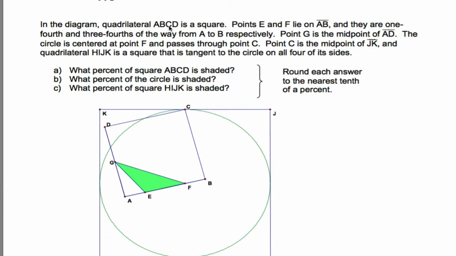So in the diagram, this quadrilateral ABCD, this guy right here, kind of looks like a square. Guess what? It's a square. Points E and F lie on this line. Yep, they sure appear to. And they are 1/4 and 3/4 of the way from A to B respectively.